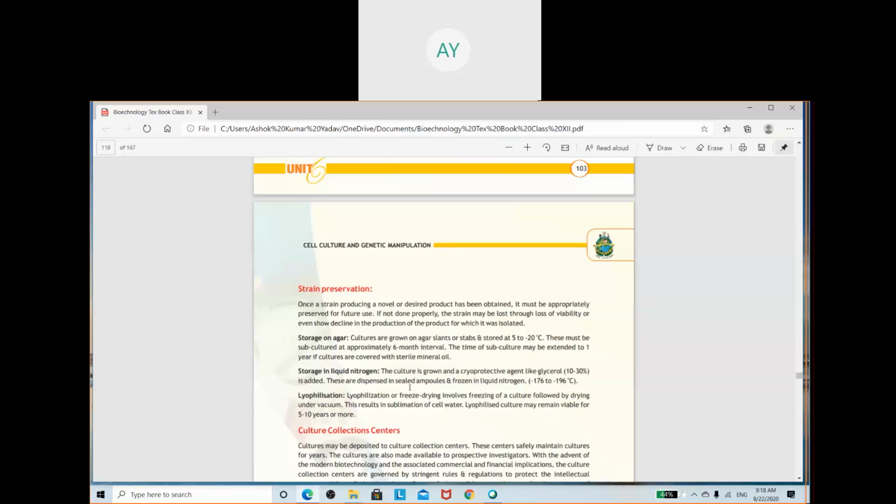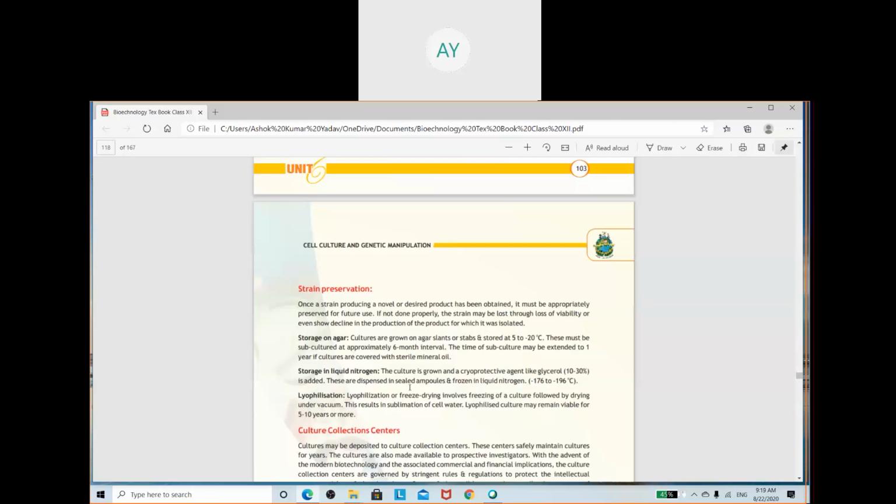Okay, so one of the most important methods for strain preservation is cryopreservation. It means that in the presence of a cryoprotective agent, we put the bacterial strain at minus 176 to minus 196 degrees Celsius in liquid nitrogen. This is the temperature of liquid nitrogen, and we can easily maintain the bacterial strain for a long time. After a longer duration, we can use that same bacterial strain. So this is one of the most important preservation methods, cryopreservation.